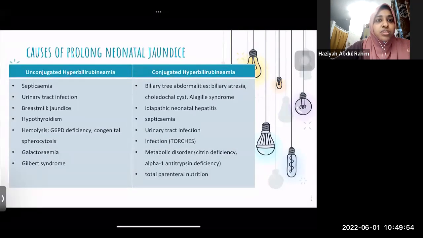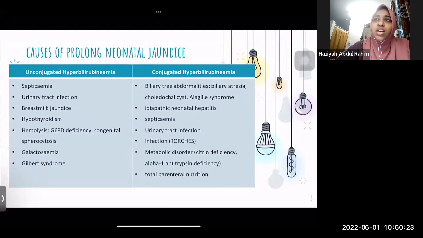Since my patient presented with jaundice for 2 weeks duration, the common causes of prolonged neonatal jaundice are divided into 2: unconjugated and conjugated. For unconjugated, it can be due to septicemia and urinary tract infection. Urinary tract infection basically can cause hemolysis. Others include breast milk jaundice, hypothyroidism, and hemolysis, which can be due to G6PD deficiency or congenital spherocytosis. Galactosemia is the inability to metabolize galactose in the milk, and Gilbert syndrome.